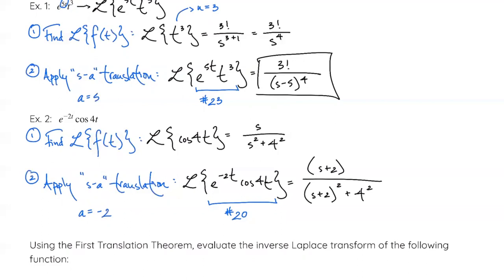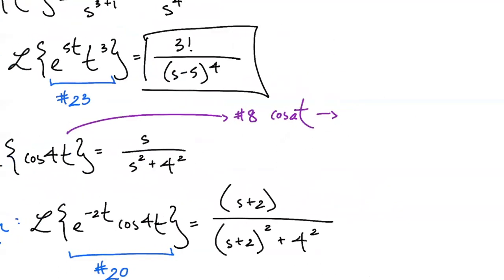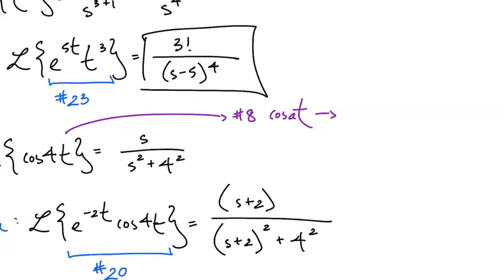Right. So yeah, let's go ahead and look at line number 8 real quick, okay? If we go to the table, it says that if we have cosine of AT, when we apply the Laplace transform, we end up with S over S squared plus A squared, right? So you tell me, what's your A value?